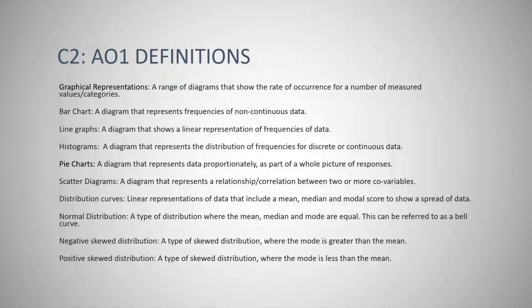Pie charts. These are a diagram or diagrams that represents data proportionally as part of a whole picture of responses. Scatter diagrams are a diagram that represents a relationship or correlation between 2 or more covariables.